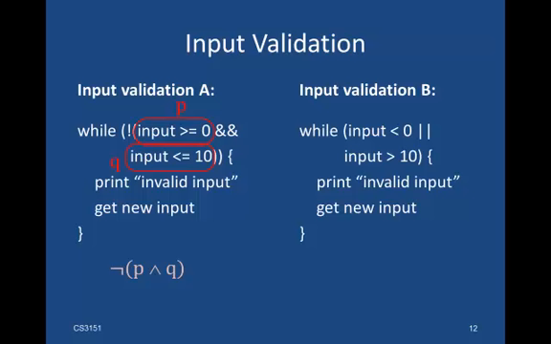If the input is not greater than or equal to 0, it is less than 0. Thus the condition input is less than 0 is represented by not P. Similarly, the condition input is greater than 10 is represented by not Q. Then the conditional expression of version B of the loop condition is not P or not Q. Now we can see that the two loop conditions are logically equivalent due to De Morgan's law.